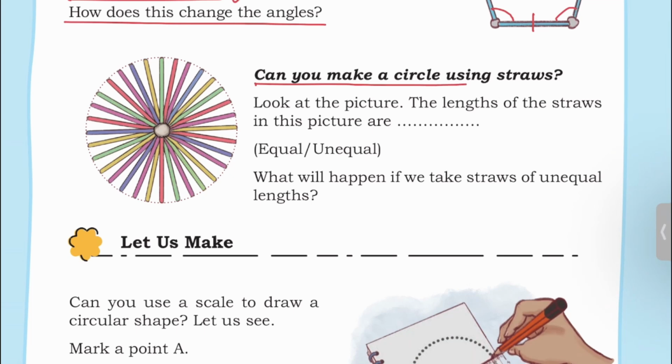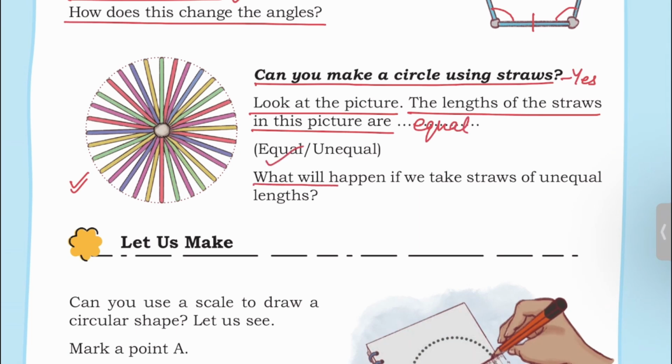Can you make a circle using straws like this? Yes, you can do it. Look at the picture. The lengths of the straws in this picture are equal. What will happen if we take straws of unequal lengths? The answer is the resultant shape will not be a circle.